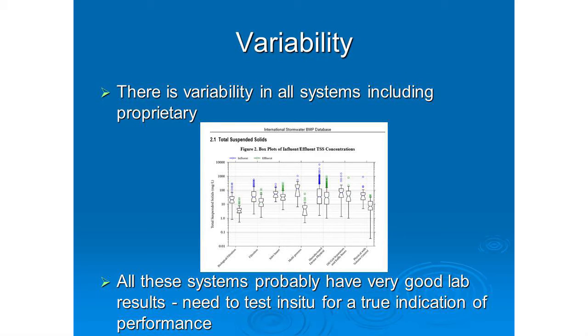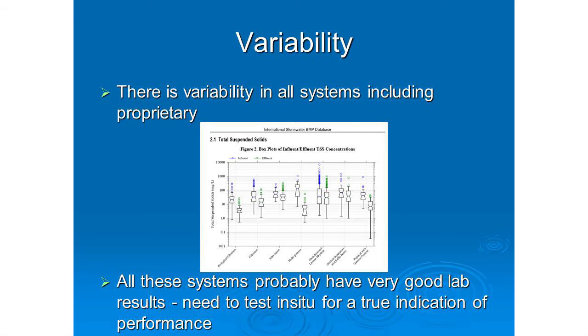But there's also variability in proprietary systems. Some of the manufacturers will tell you that they've got great lab testing data that shows how effective their system is. In my experience, that lab testing is targeted at one particular flow rate. It doesn't look at the variability in actual rainfall events.